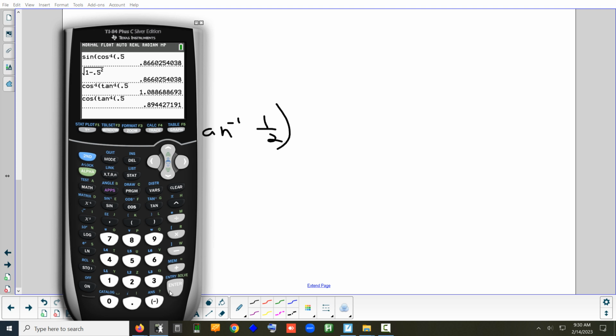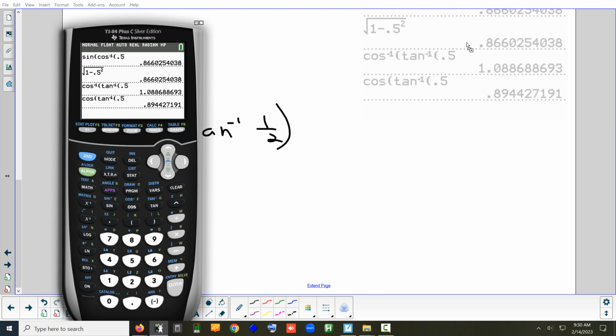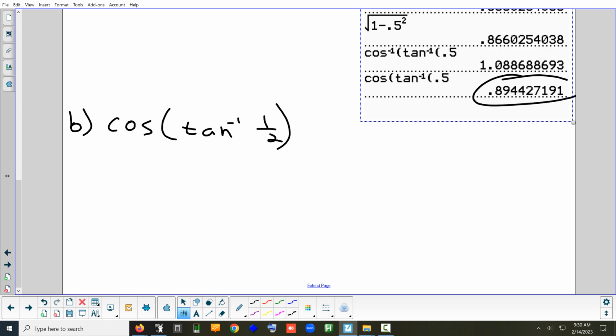So again, it's still a decimal. That calculator cannot give you an exact answer for it. We'll put it off to the side, and we can check our answer we get and see if it comes out to 0.89, and then we know we did it right.